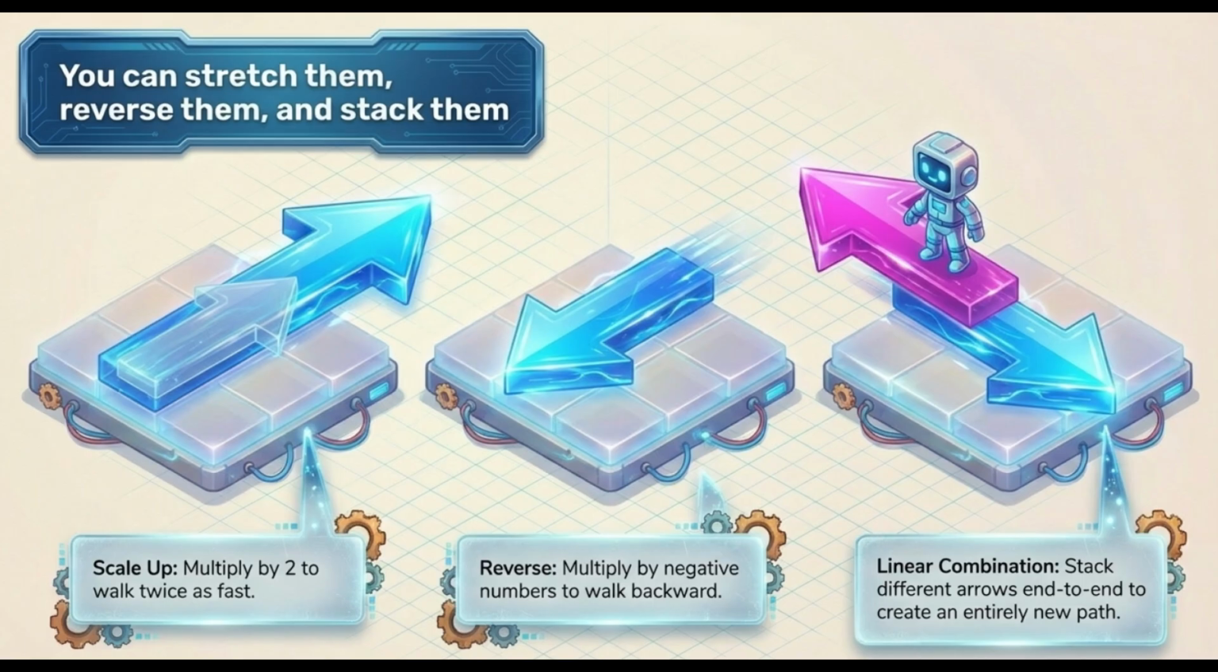Wait, so you can even stack different arrows end to end? You can, to create what mathematicians call a linear combination. I mean, that's just like coding combo moves in a fighting game, right? Yeah. You chain a basic punch and a kick together to create an entirely new complex attack path? That is exactly it. But a movement command is completely useless if the engine doesn't know the boundaries of where those arrows can actually take you.